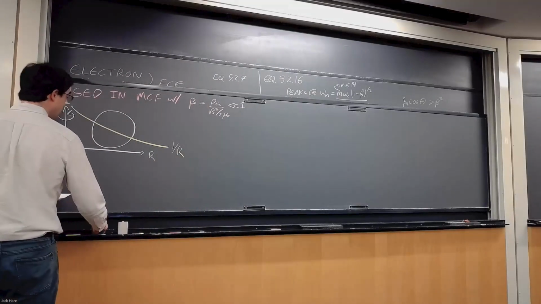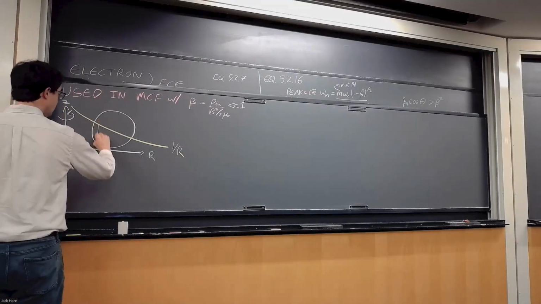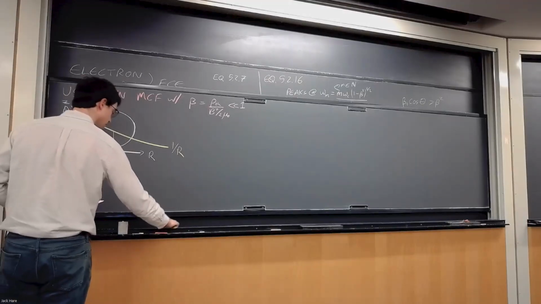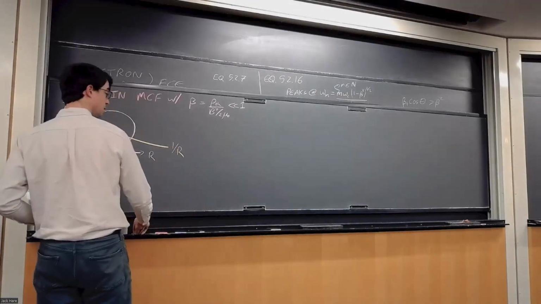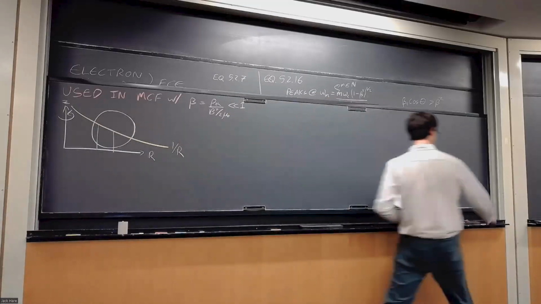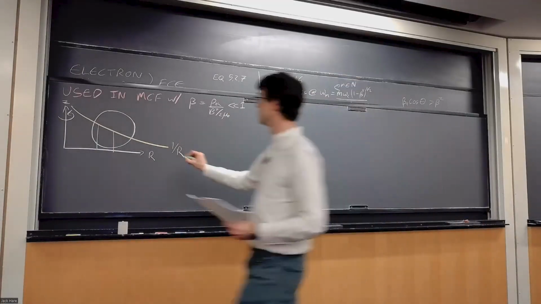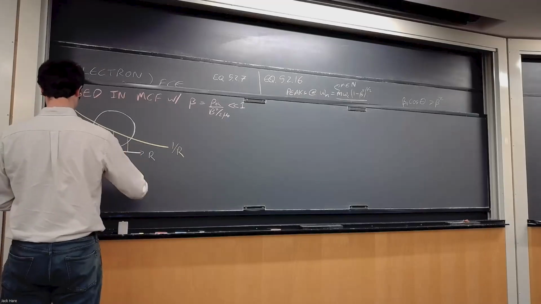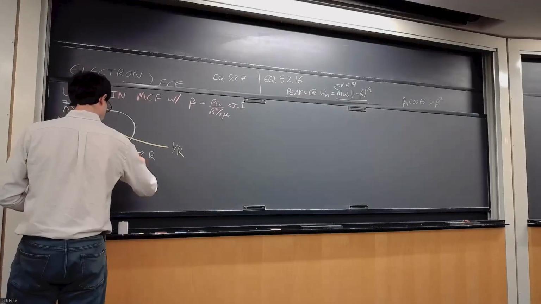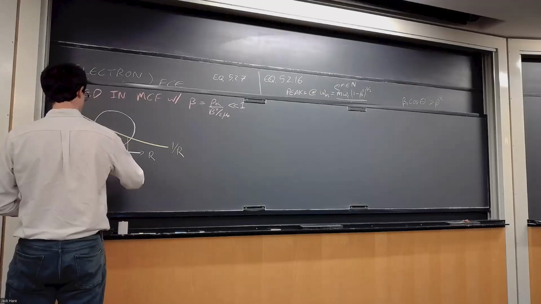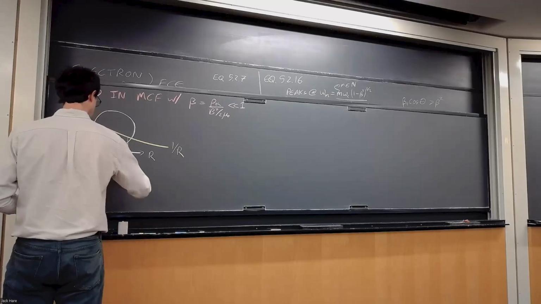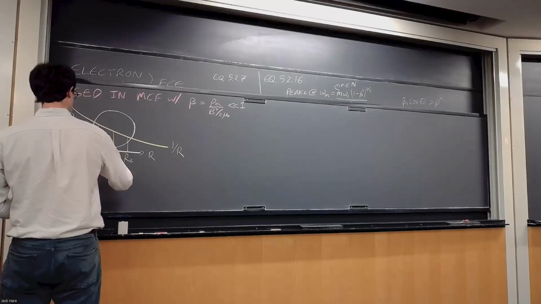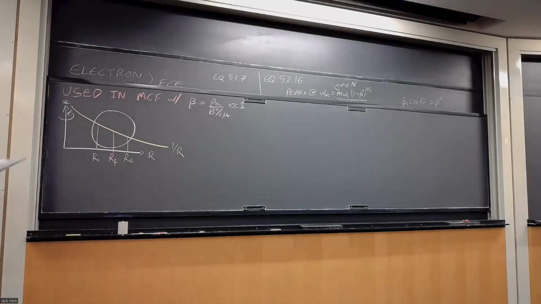And so the interesting thing here is that different regions of the plasma have different magnetic fields. Maybe some of you can see where this is going. So we can call these, for example, R1, R2, R3, 3 different radii here.